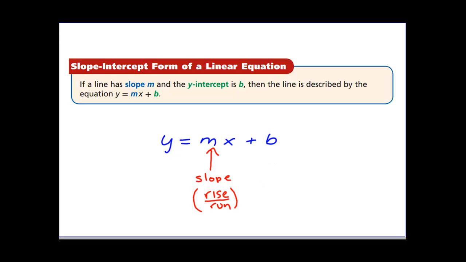And b is going to represent our y-intercept, or the spot in which our graph, or our equation, or our line crosses the y-axis. So for what we're doing for this lesson, this equation is going to be very useful in understanding the parts and the components of it.